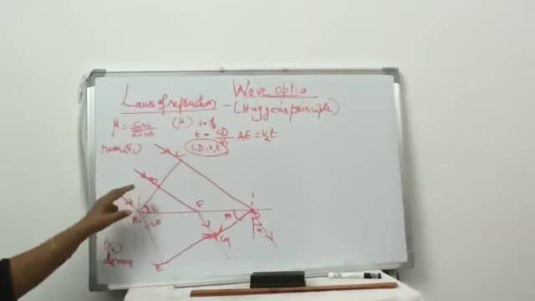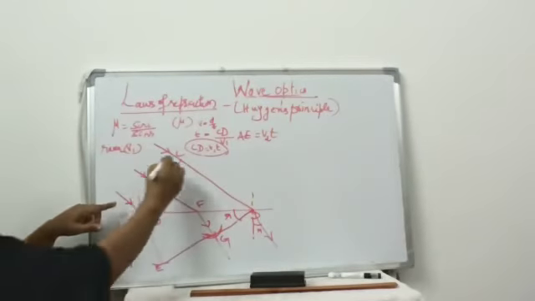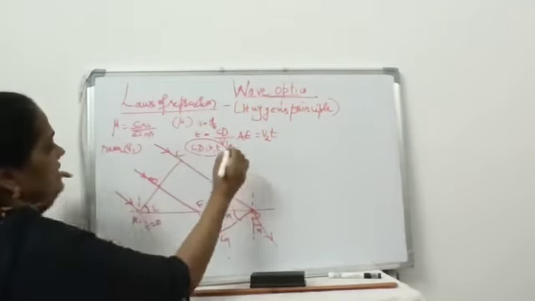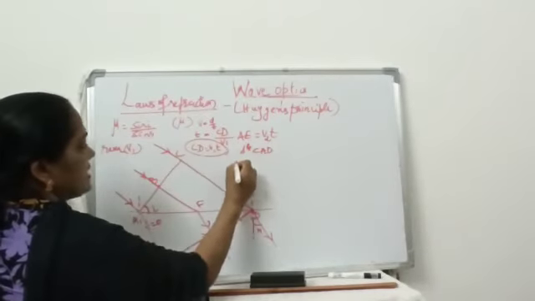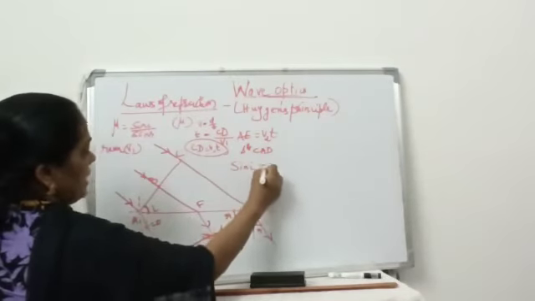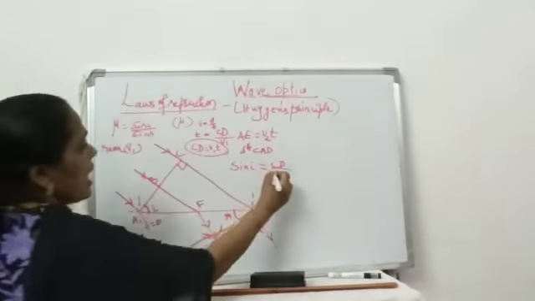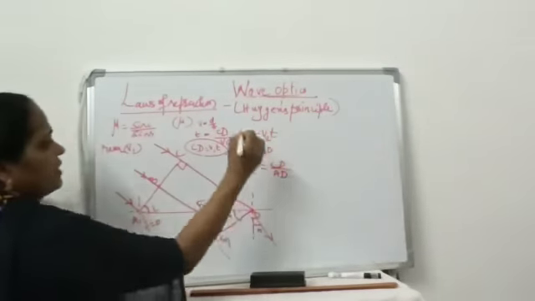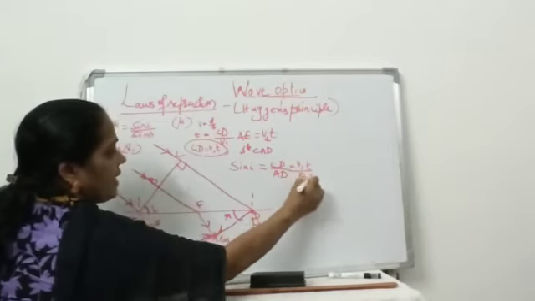Now let us find out Snell's law, which we have to prove. For that, in triangle CAD, what is sin i equal to? Sin i equals CD, this angle being 90, that is opposite side by hypotenuse. The hypotenuse is AD. So how much is CD? It is V1 into t by AD.